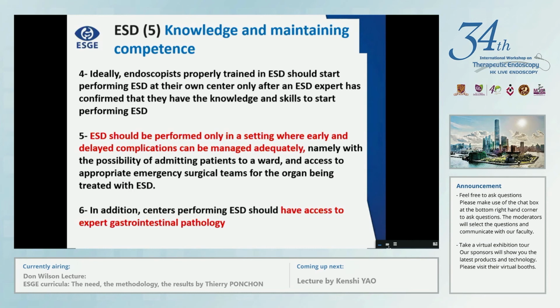Initially, when I did my first ESD cases 10 years ago, I was obliged to promote ESD towards my pathologist, and my pathologist attended a special course to measure by a micrometer the depth of invasion, etc. And so now we are always analyzing all the cases together.